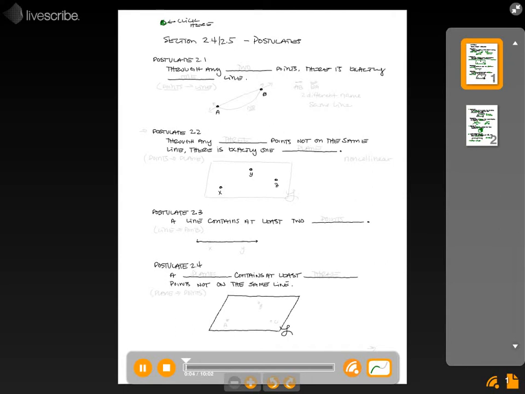Alright, these are your postulates for section 2.4 and 2.5. There are going to be 7 postulates and 1 theorem, so you need to make sure that as we're going through these, you fill them out on your theorem and postulate sheet. And you can only write on that theorem and postulate sheet what I put on the paper here through the video. If you have anything other than that, you won't be able to use it on your test.